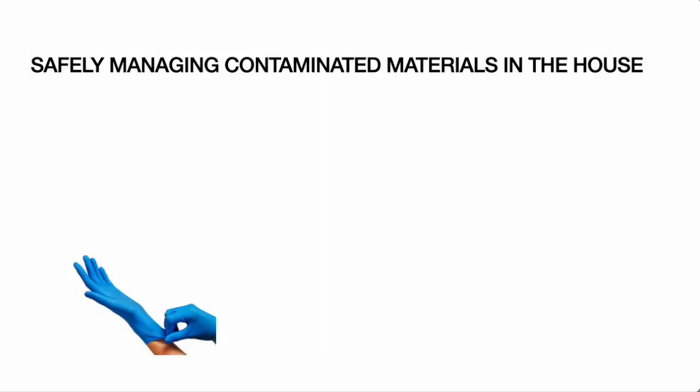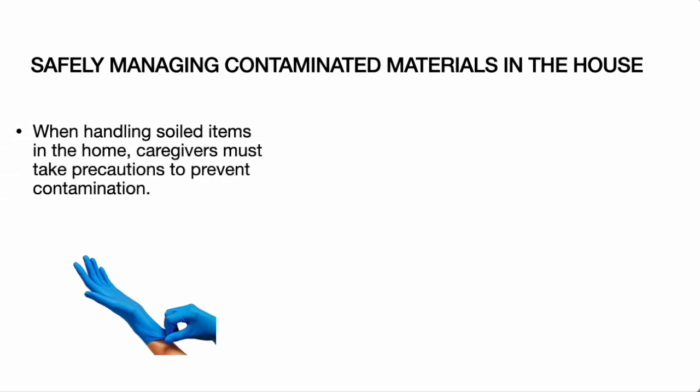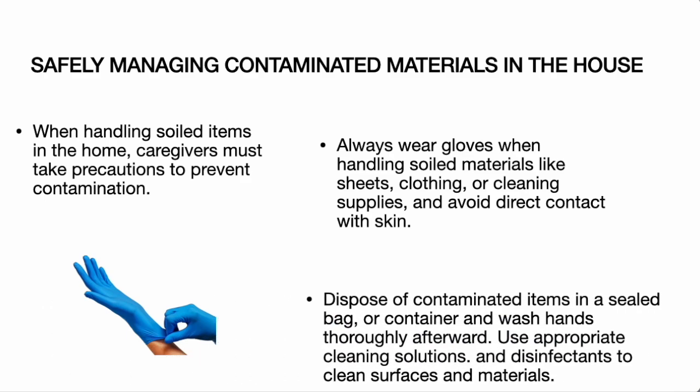Safely managing contaminated materials in the house. When handling soiled items in the home, caregivers must take precautions to prevent contamination. Always wear gloves when handling soiled materials like sheets, clothing, or cleaning supplies, and avoid direct contact with skin. Dispose of contaminated items in a sealed bag or container and wash hands thoroughly afterward. Use appropriate cleaning solutions and disinfectants to clean surfaces and materials.